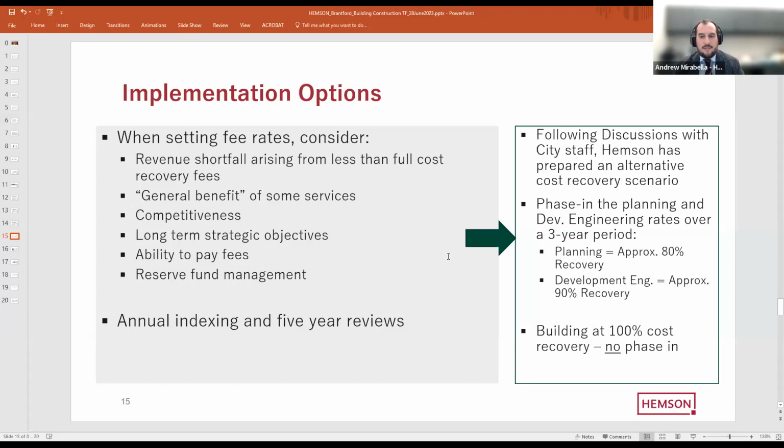So Hemson and city staff had some discussion around the implementation options, recognizing some of the fees that we've calculated, and we prepared some alternative cost recovery scenarios for discussion and for input. What we've done is a phase-in of the planning and development engineering rates or fees over a 3-year period, where your planning fees would approximately reach 80% cost recovery by year 3, and your development engineering fees would reach approximately 90% cost recovery by year 3. As building is already at, I guess, over cost recovery, there's obviously no phase-in looked at there. It's just going to be on the planning and development engineering piece.